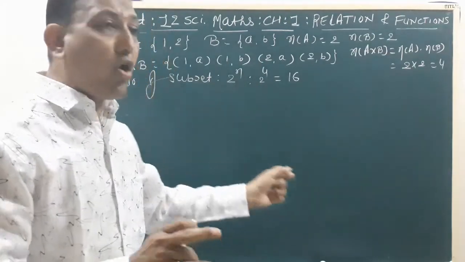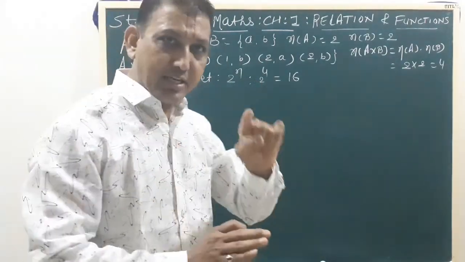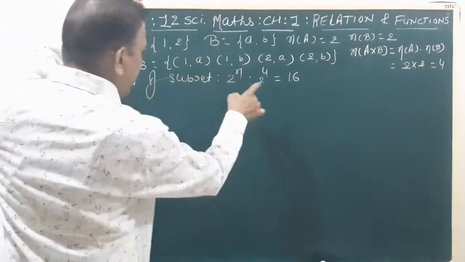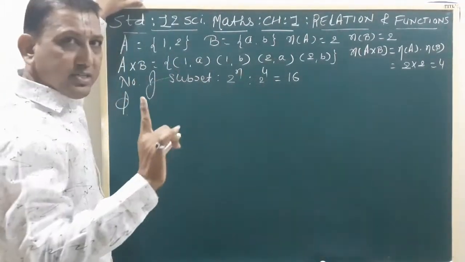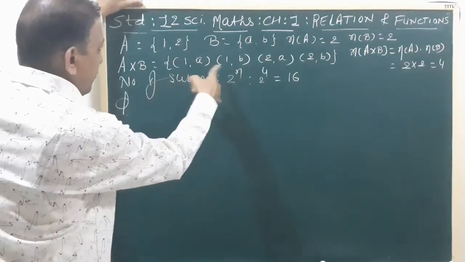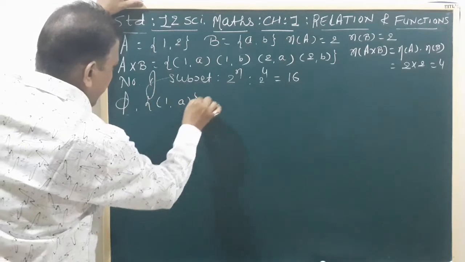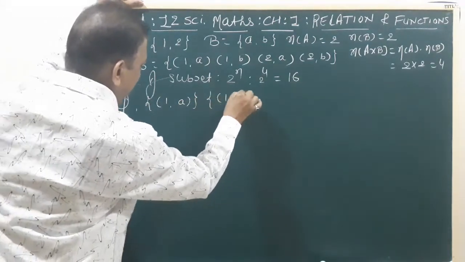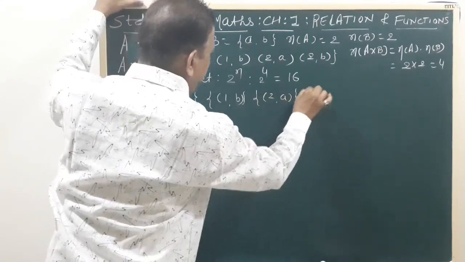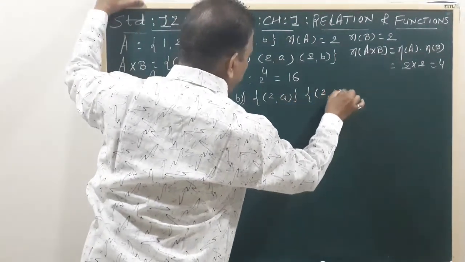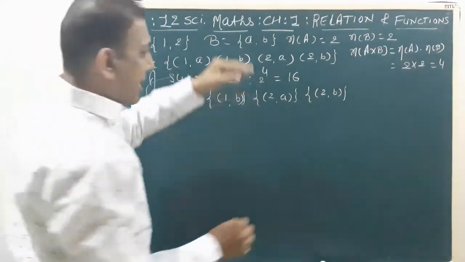Now we write all the 16 subsets. Look here. First, write all the subsets. First one, the empty set. Then the 1 ordered pair subsets: (1,a), (1,b), (2,a), (2,b). Okay. Now we take the 2 ordered pair subsets.